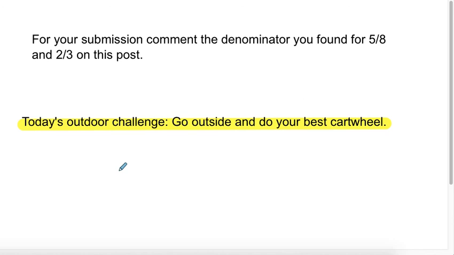And then today's outdoor challenge, because with being at home, it's often easy to stay inside and get cooped up. But go outside, enjoy the weather. Hopefully it'll be a little sunnier here. It's kind of cloudy right now, but at least it's warm. So go outside and do your best cartwheel. And let me know how that goes.